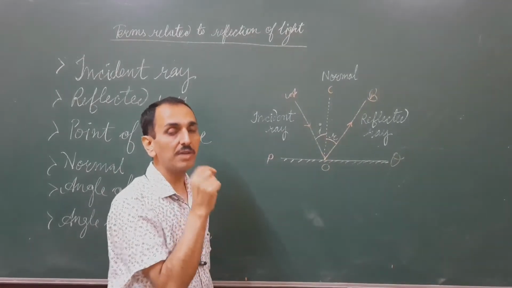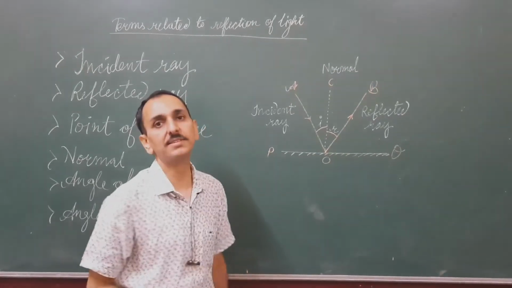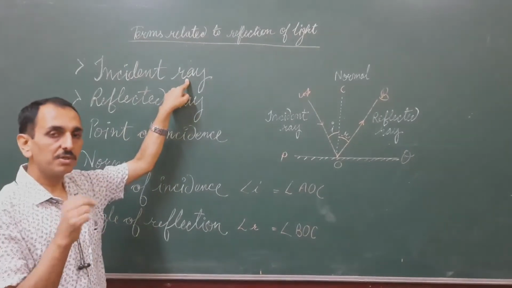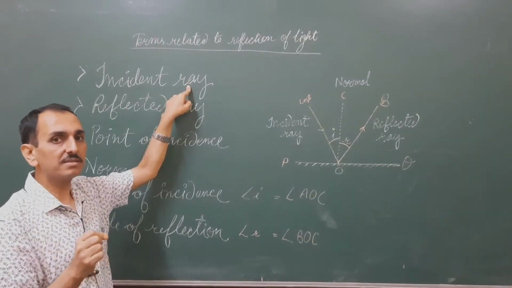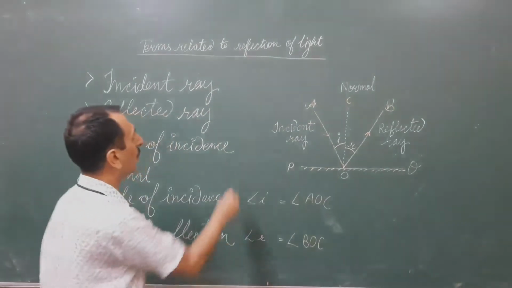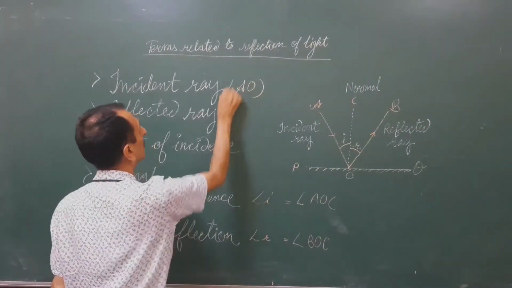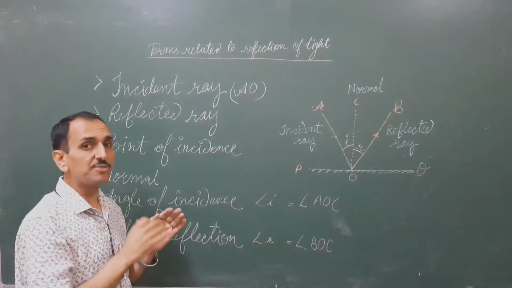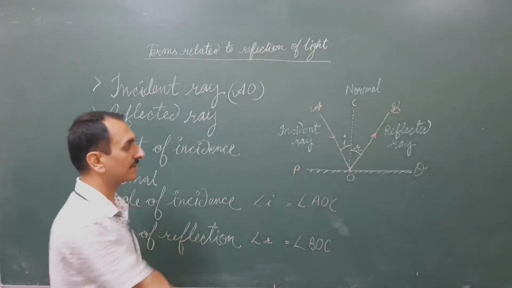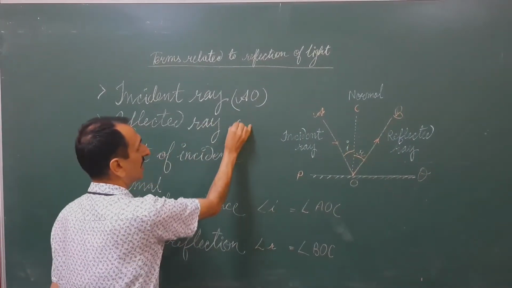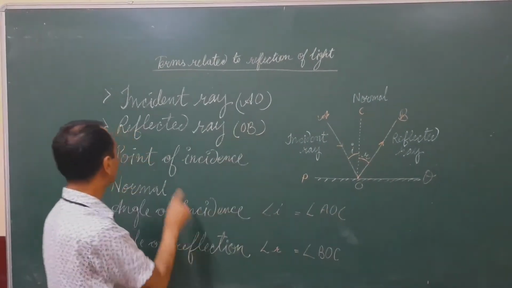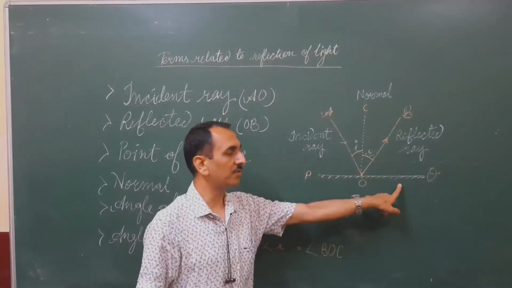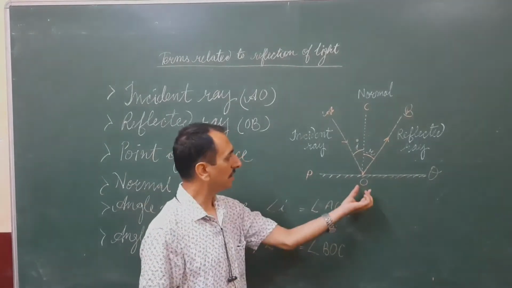Now we will discuss one by one all the definitions related to this diagram. First term is incident ray, the light ray which falls on the reflecting surface. Here it is AO. Second one, reflected ray, the light ray which bounces back from the reflecting surface, that is OB, is known as the reflected ray. Third one, point of incidence. It is a point on the reflecting surface on which the incident ray falls, that is O.